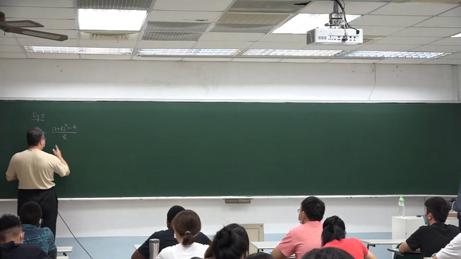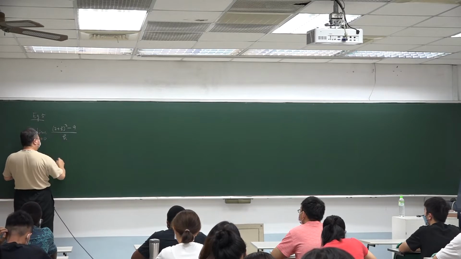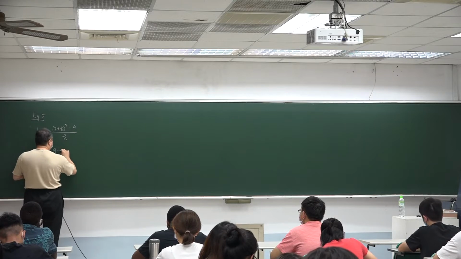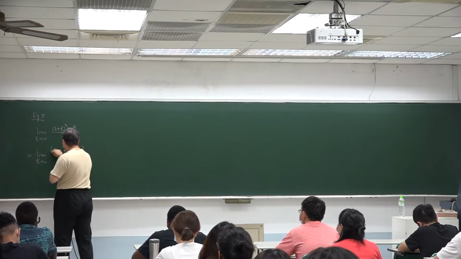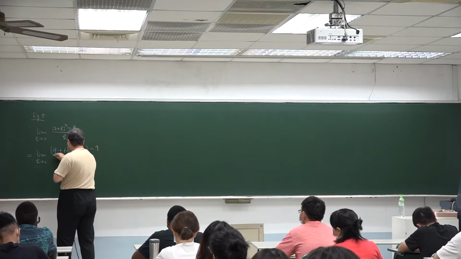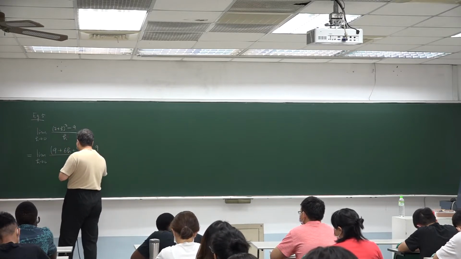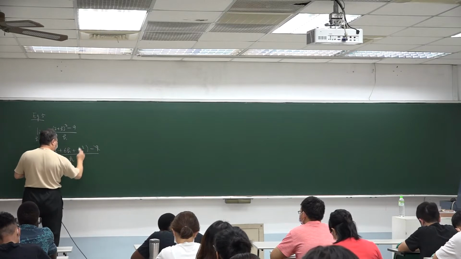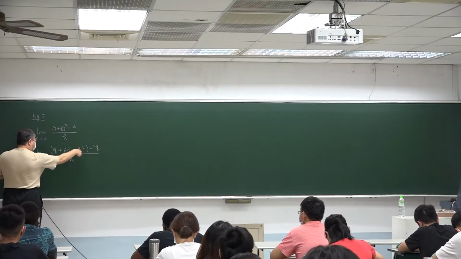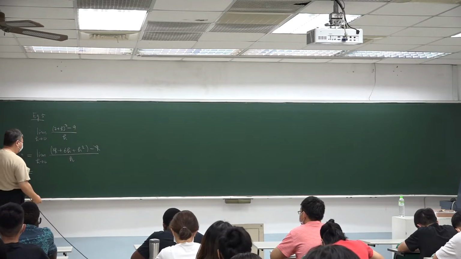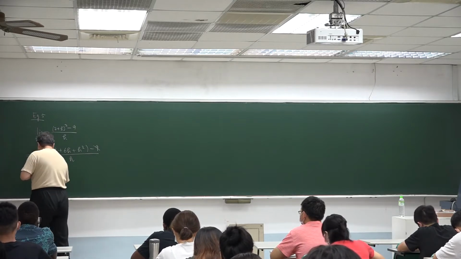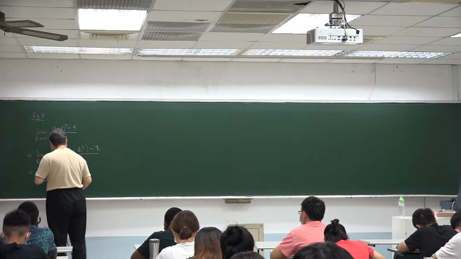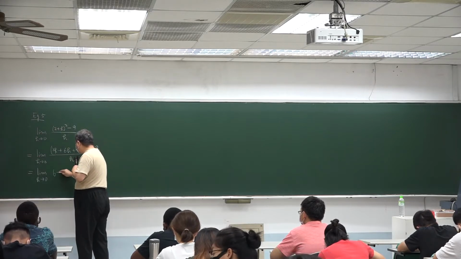In fact, if we use the binomial theorem to obtain 9 plus 6h plus h squared minus 9, over h, then 9 and 9 are cancelled, so we have a factor h. H approaching 0 means h is not 0. It's 6 plus h.